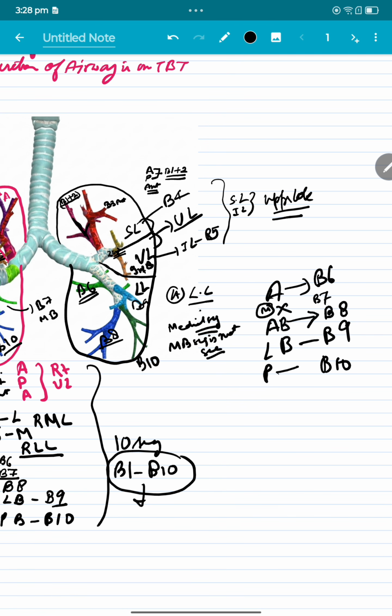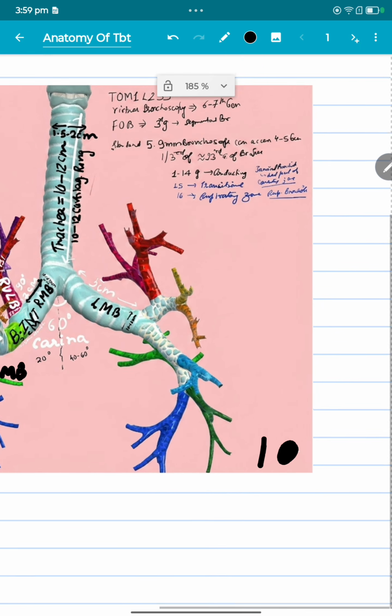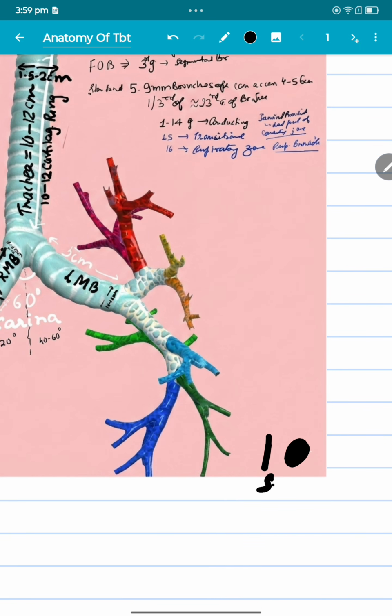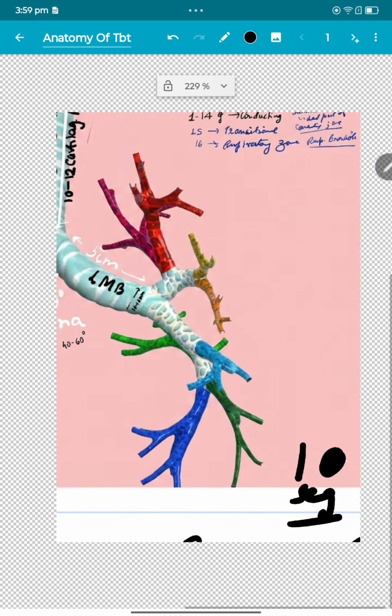So these are the segments that are present. We have 10 segments on the left side also, but the only thing is that the B7 segment, that is the medial basal segment, is missing on the left side due to the presence of the cardiac.